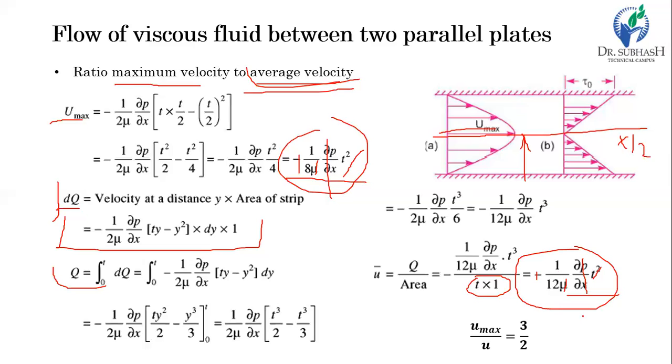Thus we get the ratio of u max by u bar when the viscous fluid is flowing between two parallel fixed plates. It is equal to 3 by 2, which is a very important ratio while solving problems between two parallel plates.